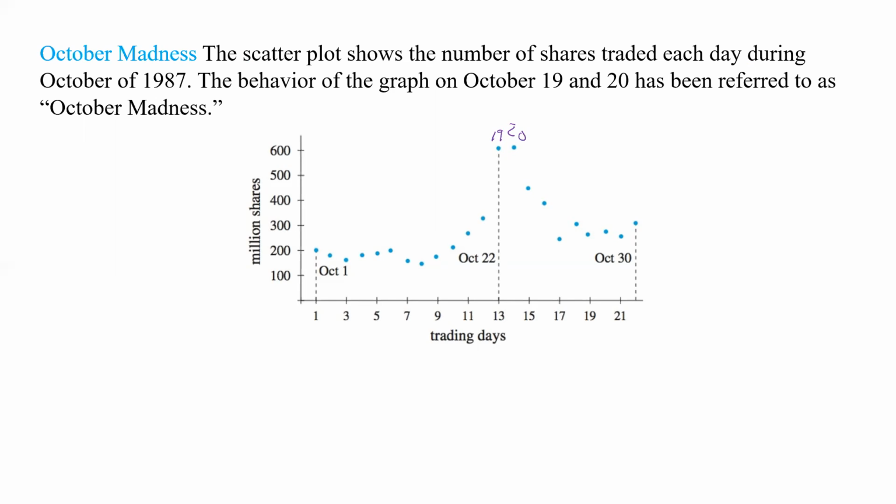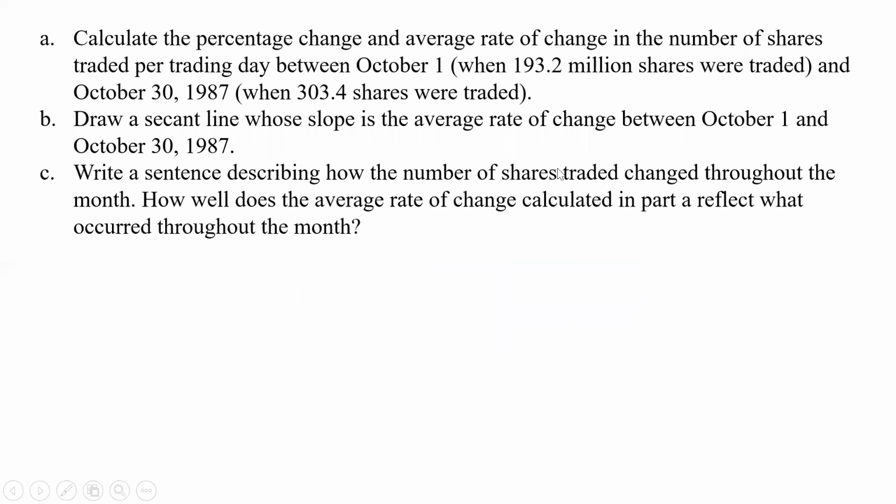Now what we're supposed to do, because there's so many things, is calculate the percentage change and average rate of change in the number of shares traded per trading day between October 1st, when they had 193.2 million shares traded, and October 30th in 1987, when 303.4 shares were traded. And again, it's 303.4 million shares. They left that off, and I just copied what they had in the book. And so that's our first part.